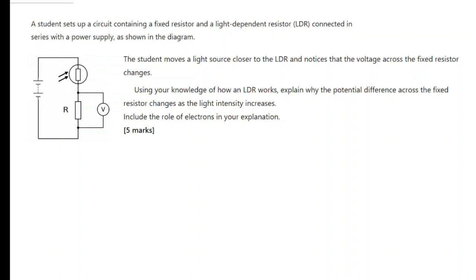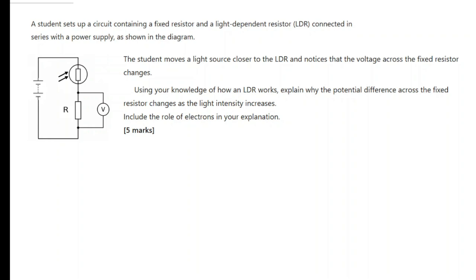Here's another exam style question for A-level physics. Now this question is a slightly longer question with 5 marks. Let's have a look. A student sets up a circuit containing a fixed resistor and a light dependent resistor, LDR, connected in series with a power supply as shown in the diagram. The student moves the light source closer to the LDR and notices that the voltage across the fixed resistor changes.